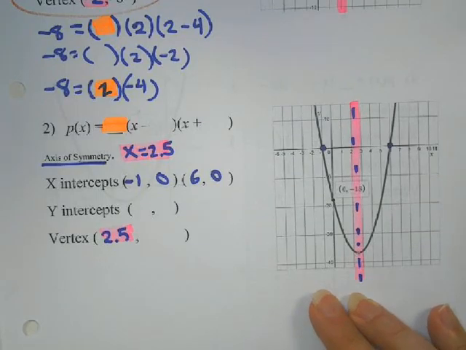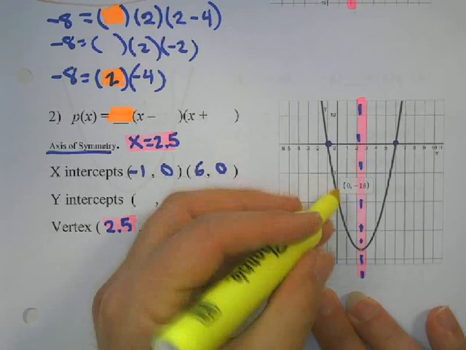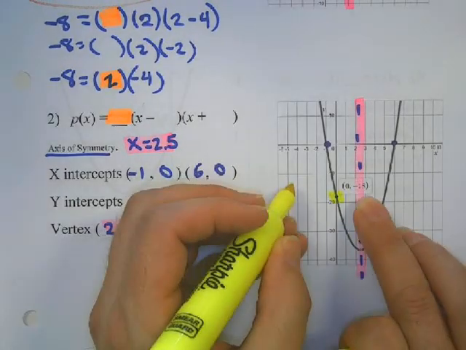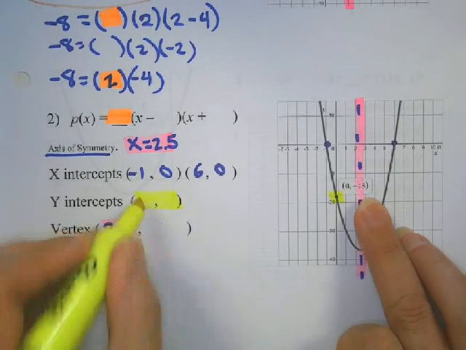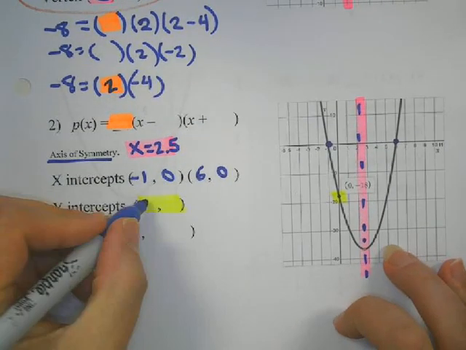Okay, so now we need to find the y-intercept. And they've given you the answer here. It's at 0, negative 18. 0, negative 18.